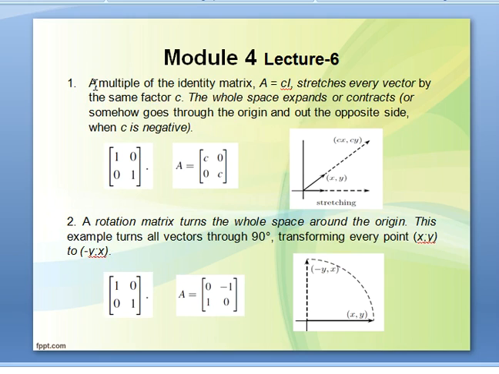The first one is multiplication. Let's consider a scalar quantity. If a scalar quantity is multiplied with an identity matrix, then we'll get the identity matrix multiplied by a constant. Let's say it is C. If the identity matrix gets multiplied by C, then we'll get C 0 and 0 C.